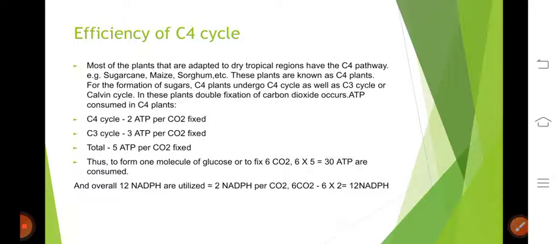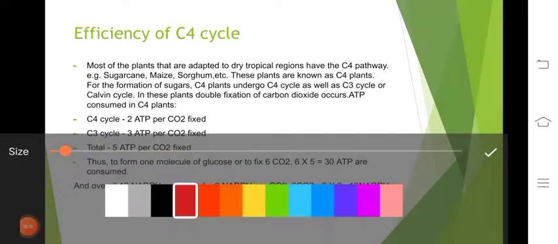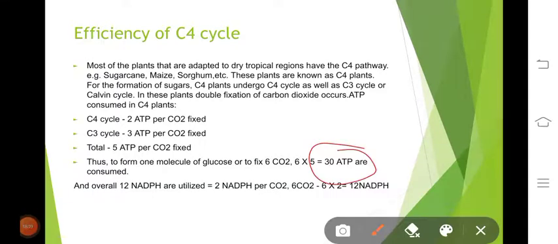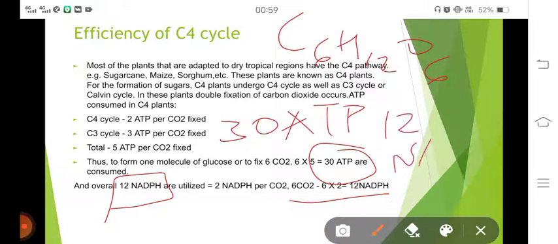That is why total amount of ATP utilized in this cycle will be 30 ATP molecules, and total NADPH used will be 12 NADPH, because per carbon dioxide molecule 2 NADPH are used, so 6 into 2 it will be 12 NADPH. So totally in the complete C4 cycle, for formation of one glucose molecule, that is C6H12O6, 30 ATP and 12 NADPH2 are utilized.